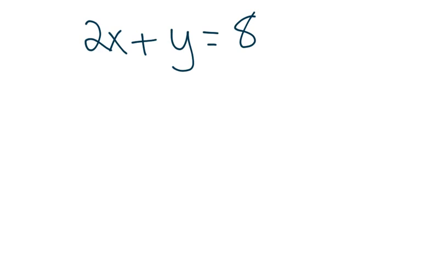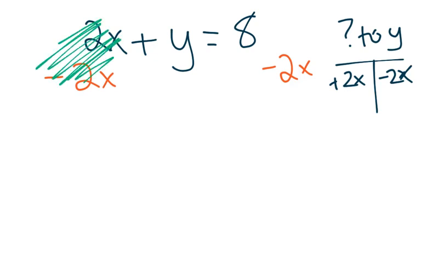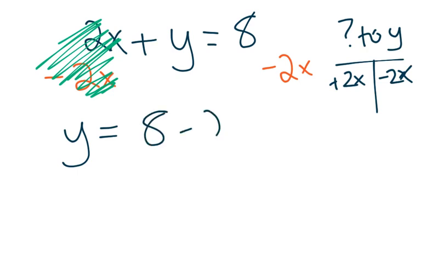So the first method is, if you think about it, what's happening to y is that 2x is being added to it. So the opposite of adding 2x is subtracting 2x. So that's what we're going to do. We're going to subtract 2x from both sides. When I do that, these 2x's go away. And I'm left with y by itself. Notice on this side of the equation, I'm left with 8 minus 2x.